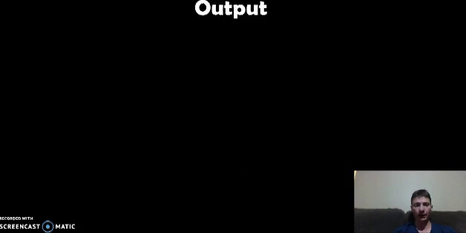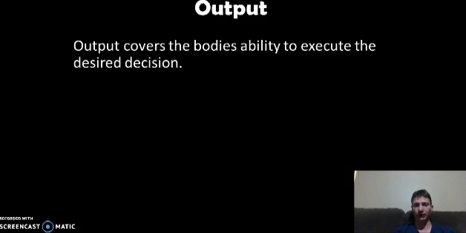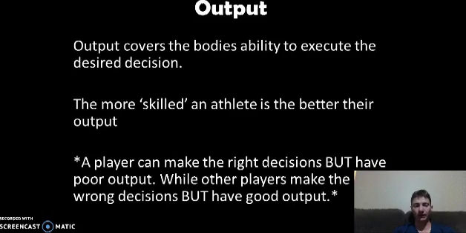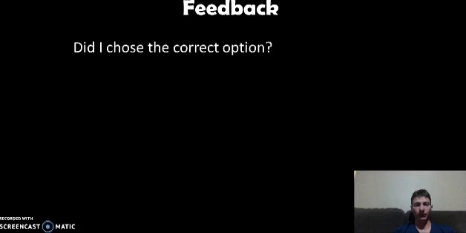The next bit is the output. So output just covers the body's ability to execute that desired decision. So the more skilled an athlete, the better their output. So a player can make the right decisions but have a poor output, while other players may make the wrong decisions but have good output. So the difference between the two is, the processing is all about experience and in the mind, whereas your output is a lot more your ability to execute that skill.